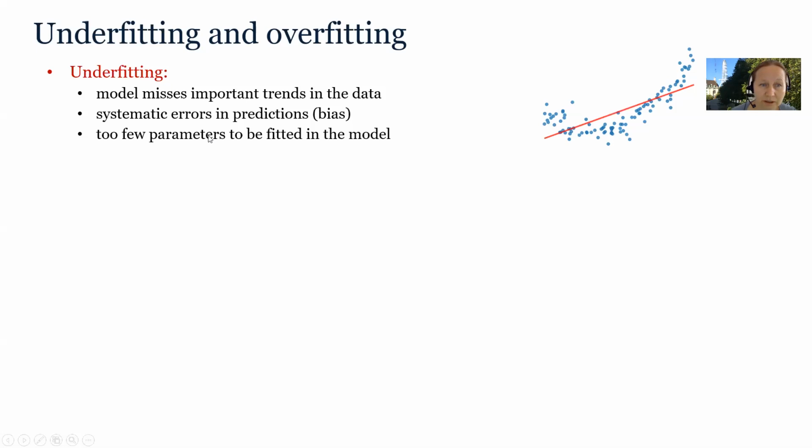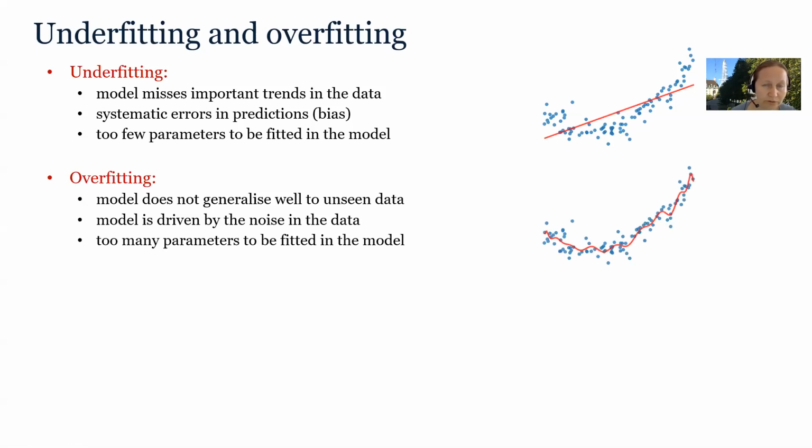There are systematic errors in the predictions, which is called bias. And this is a sign that there are too few parameters to be fitted in the model. On the other hand, some models will overfit the data. And when this happens, the model will not generalize well to unseen data, and it will be driven by noise in the data. And this is a sign that there are too many parameters to be fitted in the model.